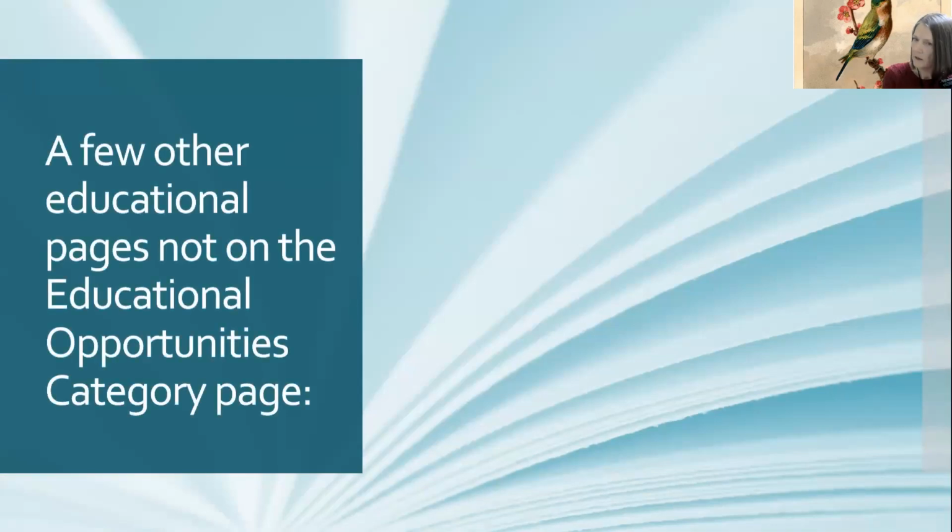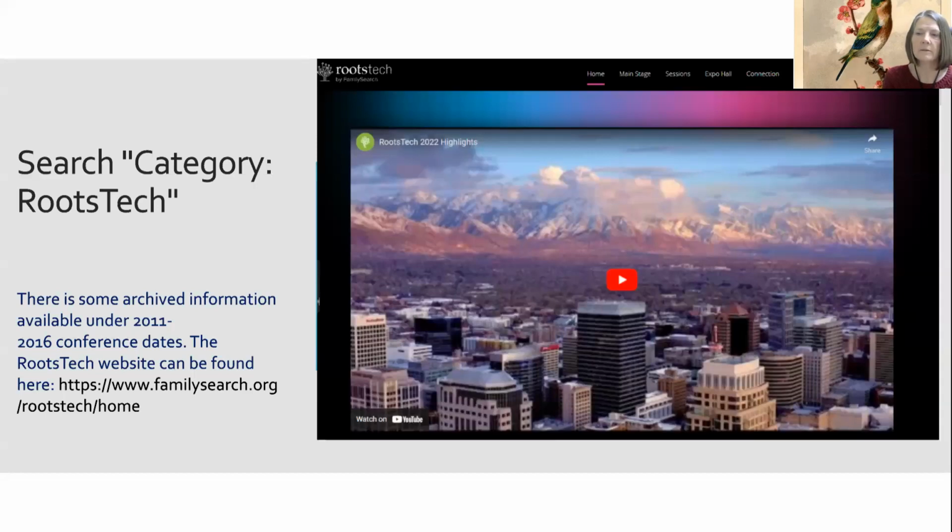Now, the next thing we're going to talk about is just a few other educational pages. I got onto educational opportunities and thought, hey, this is so cool. I'm going to look at some other stuff. So there are some other pages that aren't necessarily on that category page, okay, that you wouldn't find if you looked it up. So one is Roots Tech. So you can search category Roots Tech.